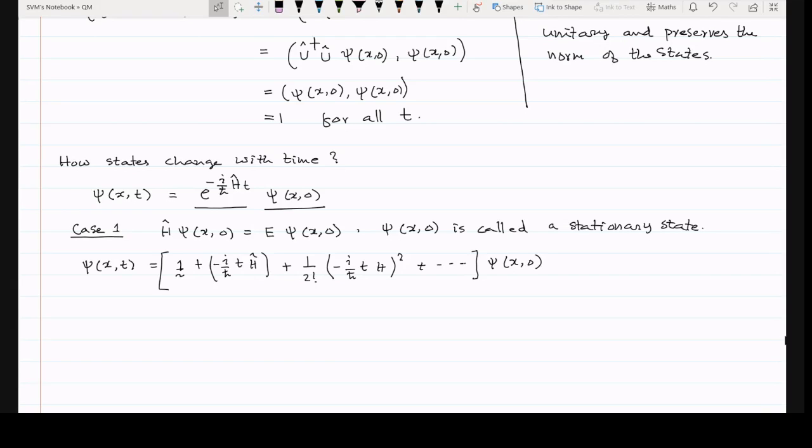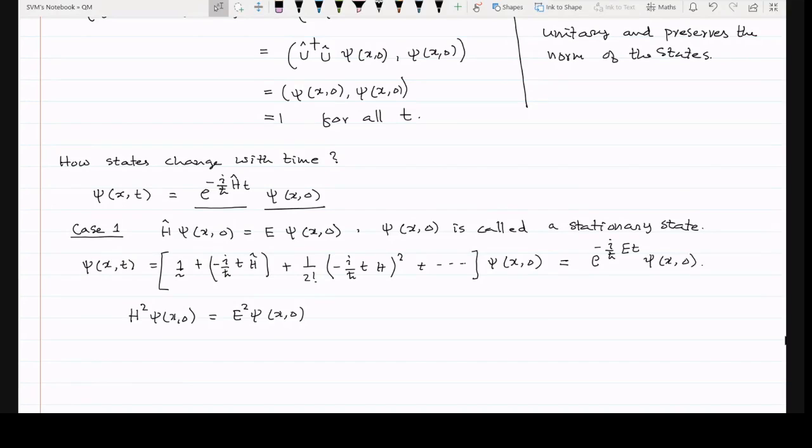Now if H psi is equal to E psi, then H square psi of x comma 0 will be equal to E square into psi of x comma 0. Because of that, wherever H is there, you can replace it, because H square is going to be E square, H cube is going to be E cube, and so on. So this simply gives you e to the power minus i by h cross into E t into psi of x comma 0.